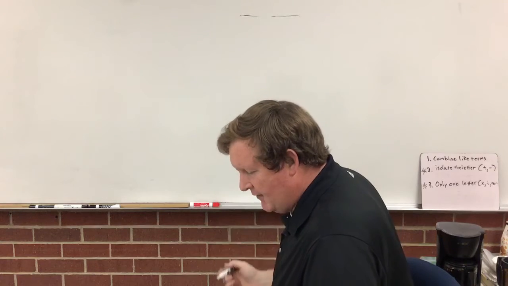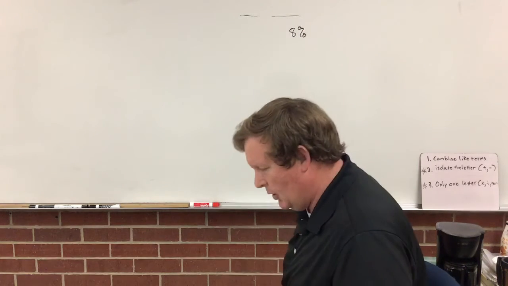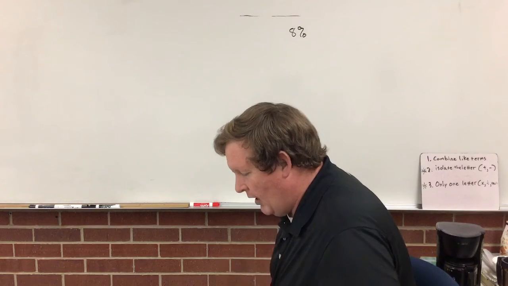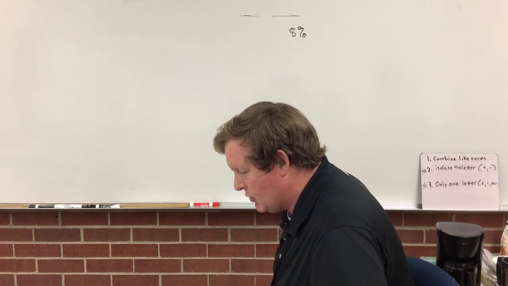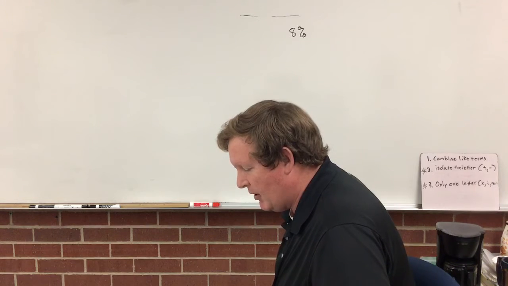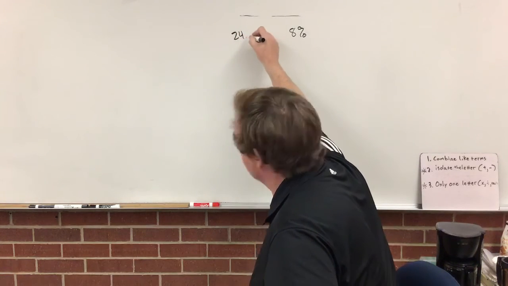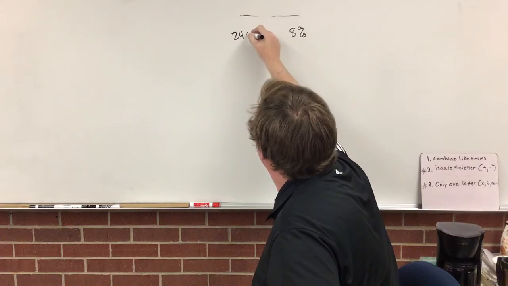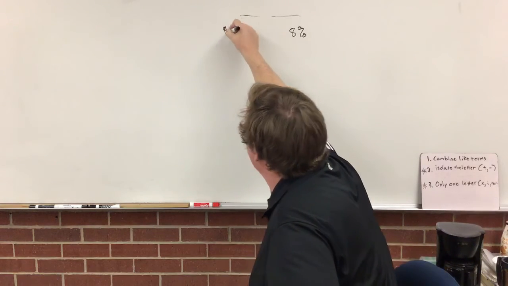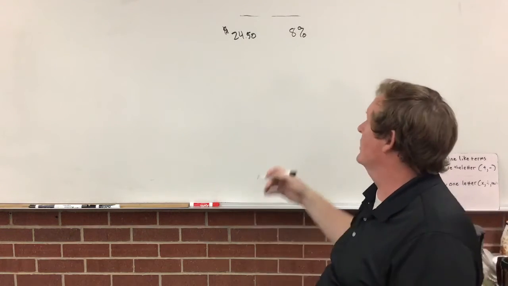It says, because of an 8% increase in wholesale prices, a shoe store had to mark up its new stock by the same percent. What was the new price of a pair of shoes that sold for $24.50? They gave us the original price. This is just like the last one. Instead of a discount, though, this is a markup.